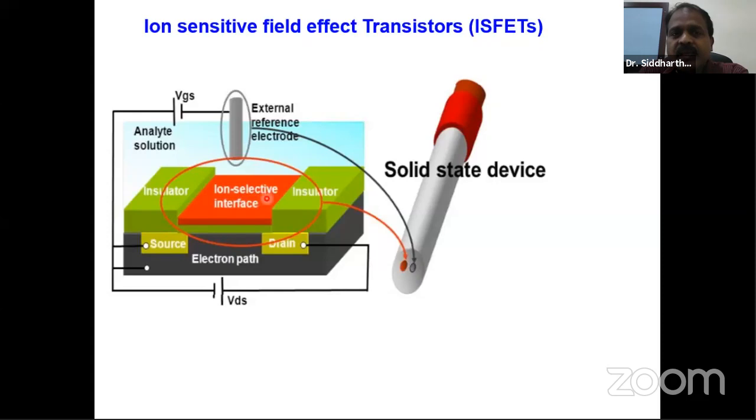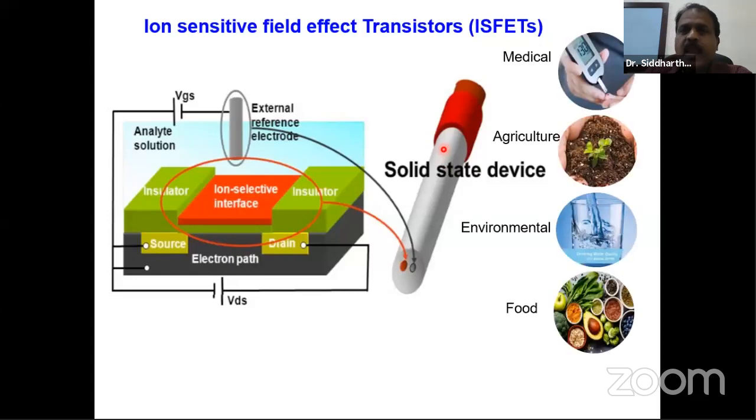This ISFET is a component which can now become a part of a larger device, a solid state device. And these have several applications. For example, in the medical field, these can be used for diagnostics. In the agriculture sector, they can be used for testing the quality of the soil. In the environmental sector, these can be used to test the quality of water, not only drinking water, but also industrial processing water. And similarly, in the food sector also, it can be used to detect the presence of several types of analytes.